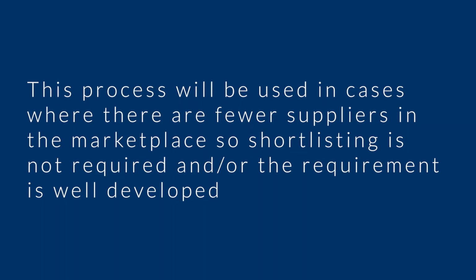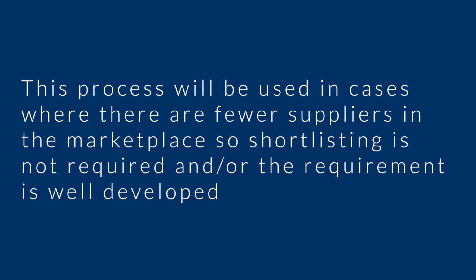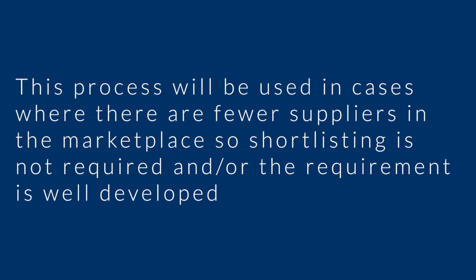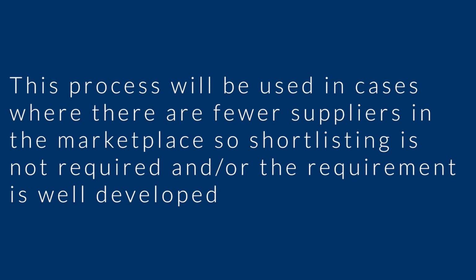So with public sector, you're going to use the following. Number one, open tender process. This will begin with an invitation to tender, but what makes it open is that all the suppliers who think they can do that job are equally invited to submit their tender bids. This process will be used in cases where there are fewer suppliers in the marketplace, so shortlisting is not required, and the requirement is well developed. You also have to remember that with open tender, you're not really using the pre-qualification questionnaires, so it's not there.